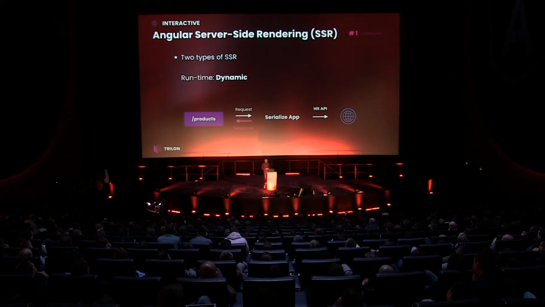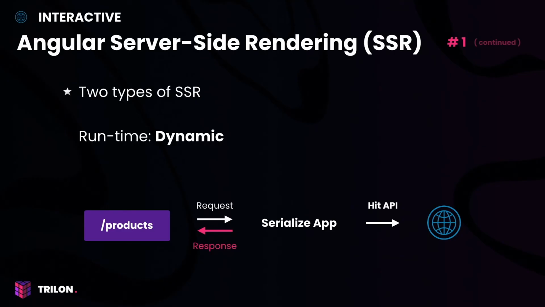Okay, so with server-side rendering, there's two main types of SSR. One is called dynamic, and this is going to be at runtime. This is really essential for pages like a products list, where it's going to change at any moment. So when the user hits products, they're going to request the application, we're going to serialize it, hit all the APIs, and it's going to come back round trip. It takes a little bit longer.